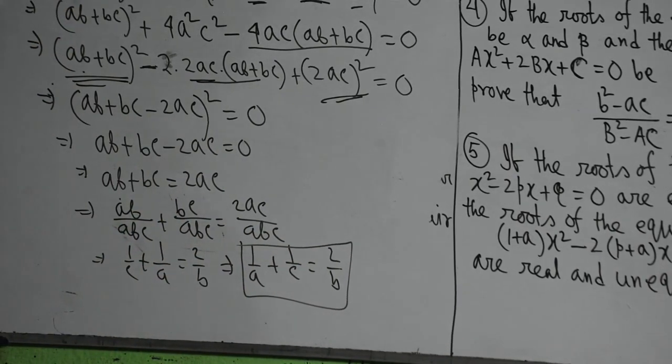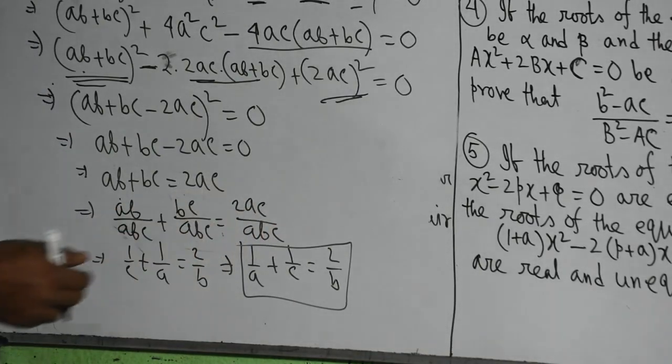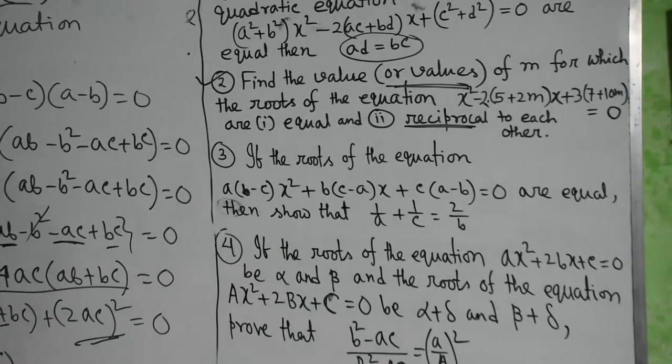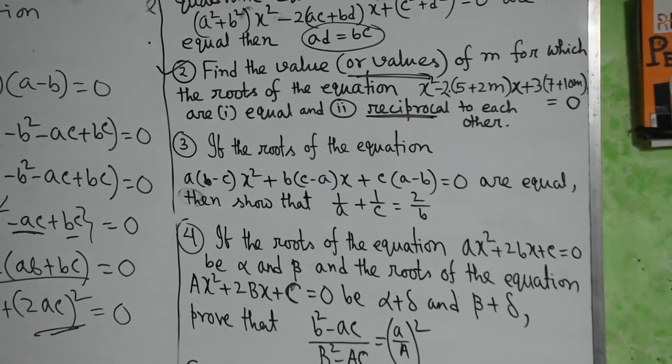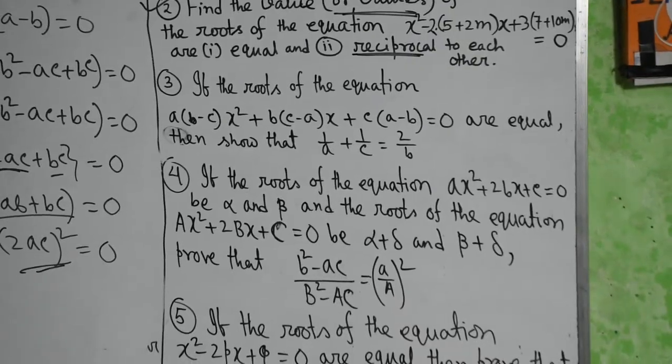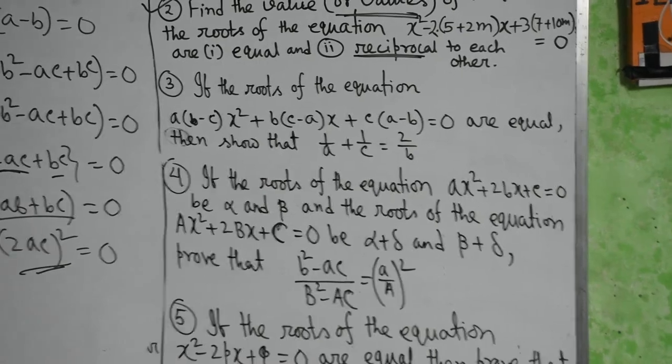Okay, 1 by A plus 1 by C equals 2 by B. Clear? So I erase the question number 3. Next, problem number 4.